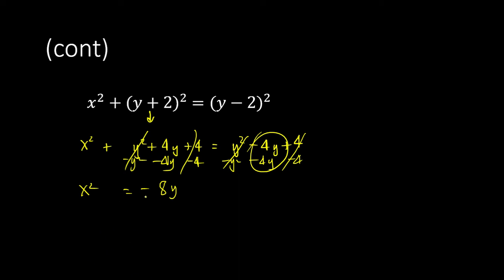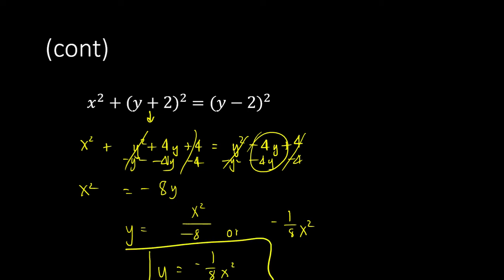Now remember, I'm solving for y here, so I divide both sides by negative 8, and I get x squared over negative 8, or negative 1/8 times x squared. So y equals negative 1 over 8 x squared, and that is the equation of this parabola. Let's do one more example.